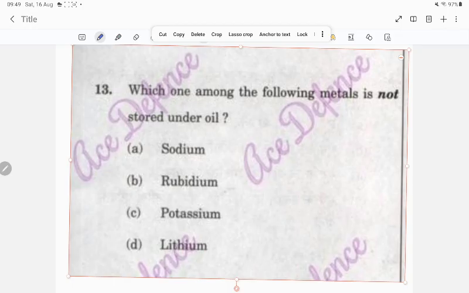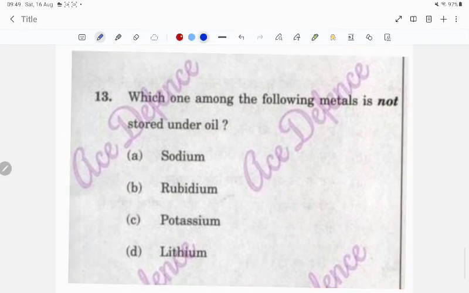All right, so here is another question. Which one among the following metals is not stored under oil? Option A, sodium. Option B, rubidium. Option C, potassium. Option D, lithium. I am sure you must have heard about these metals. The symbols are Na for sodium, Rb for rubidium, K for potassium, and Li for lithium.